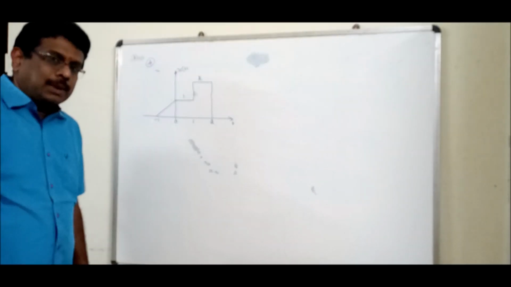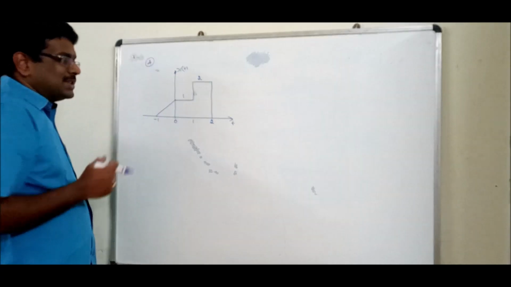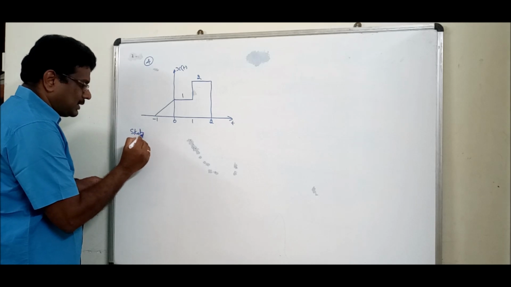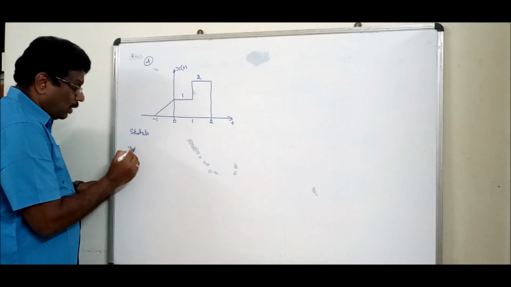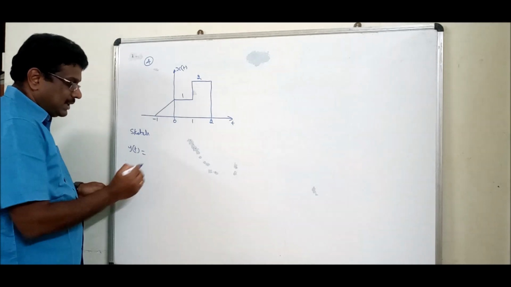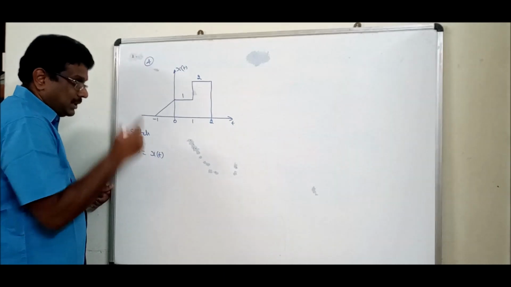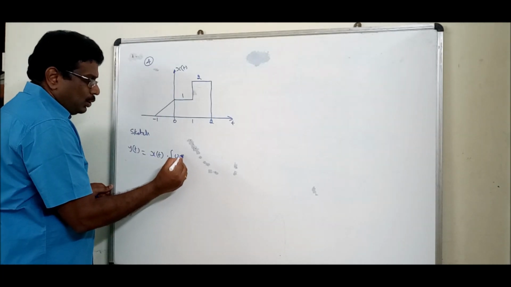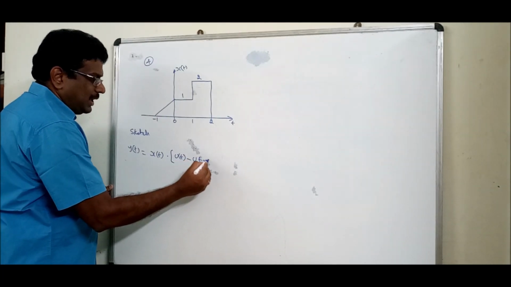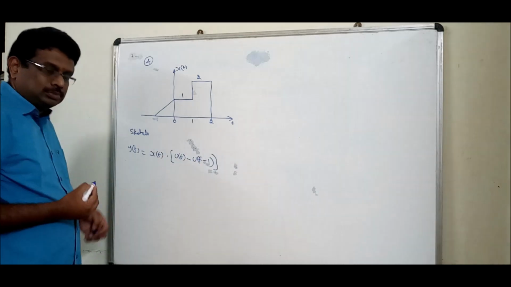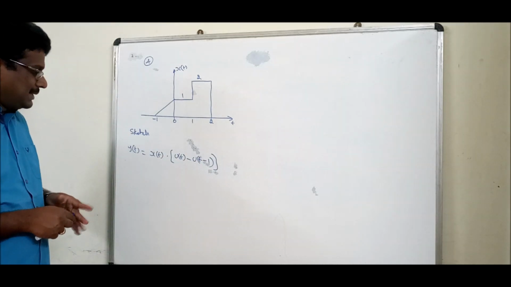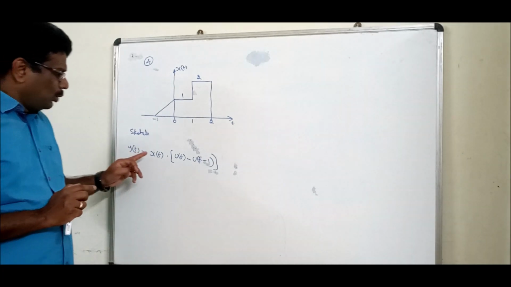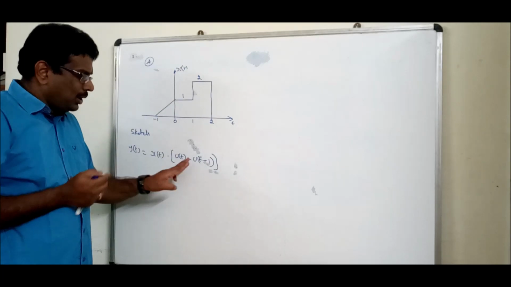Let us see another problem. I have given one signal x of t. Now the question is, sketch y of t, which is x of t, this signal, into u of t minus u of t minus 1. What am I asking you? Sketch y of t. Just simplify. Who is he? Given.